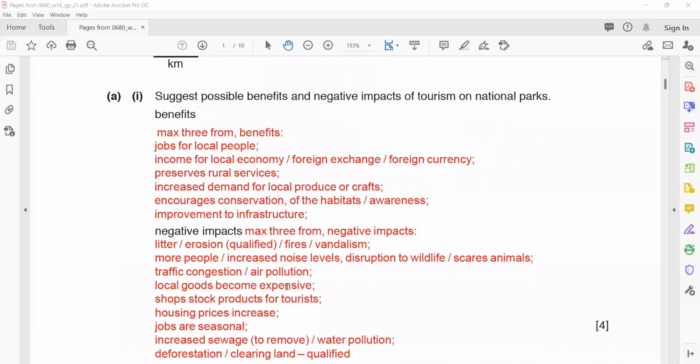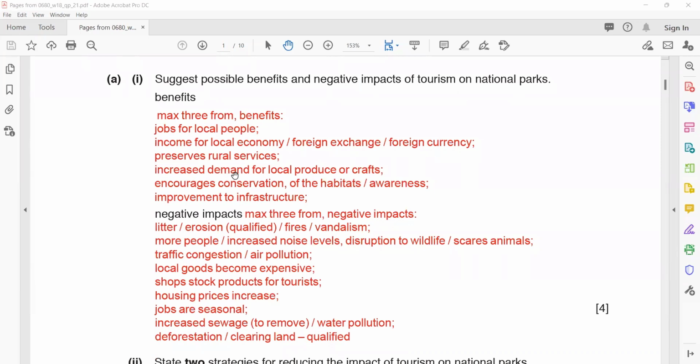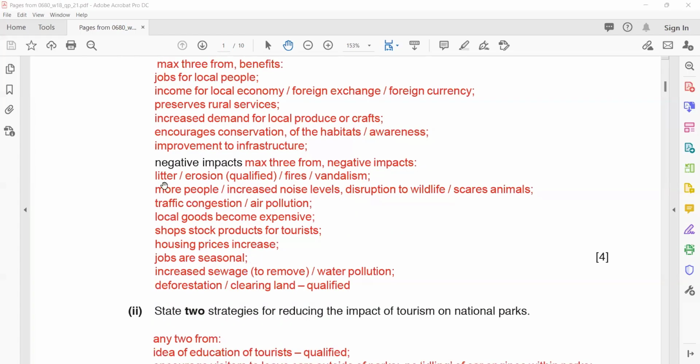So all the mentioned benefits: jobs for the local people, income for the country, preserving rural services, and increased demand for local products. When the tourists come there, they will buy the local products. Also the negative impacts: litter, erosion, fire, people moving here and there, more people, noise level, traffic congestion, local goods becoming expensive, and shops stocking products for tourists. So a lot of things are happening there. Got it?